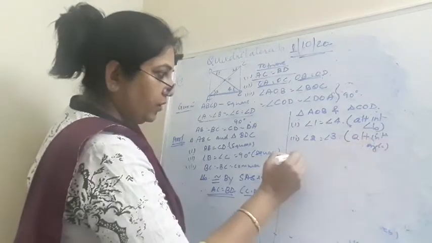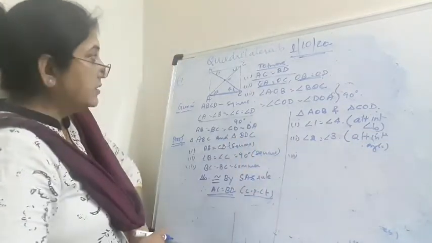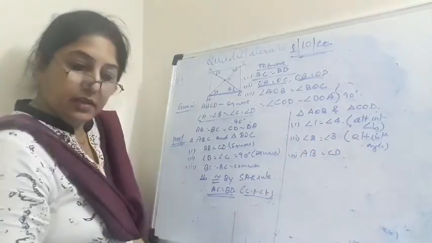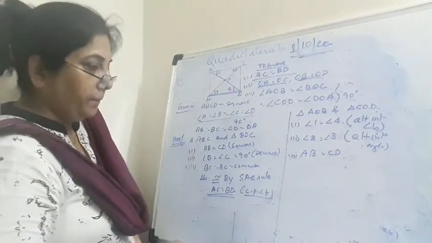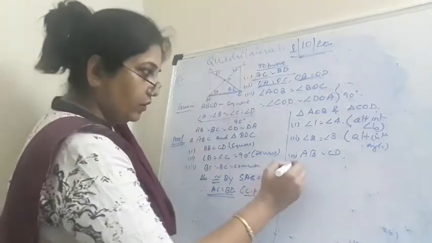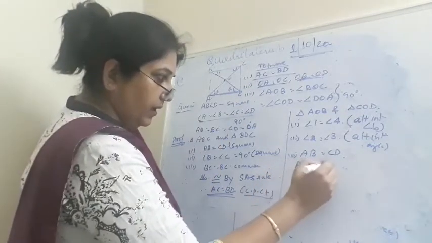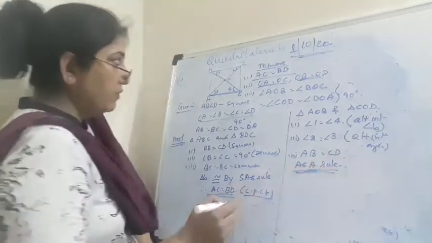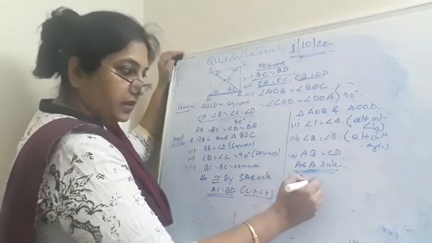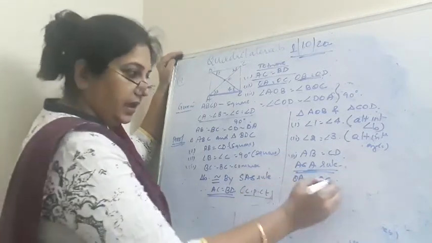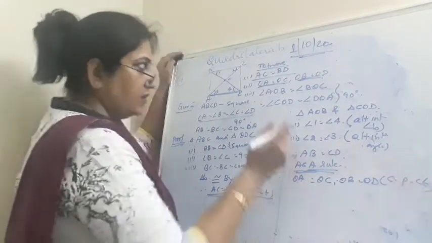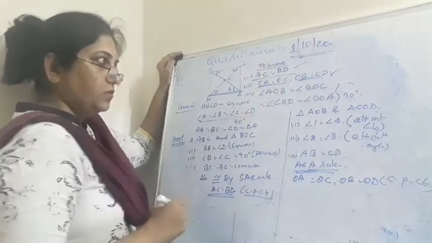And what is the third point you can consider? We can consider AB is equal to CD. Now you know that we have got two angles and one side. So therefore, the triangles are congruent by the ASA rule. After proving them to be congruent, we can now write OA is equal to OC, and OB is equal to OD, which is CPCT. Now the first part is complete, and the second part is also complete.